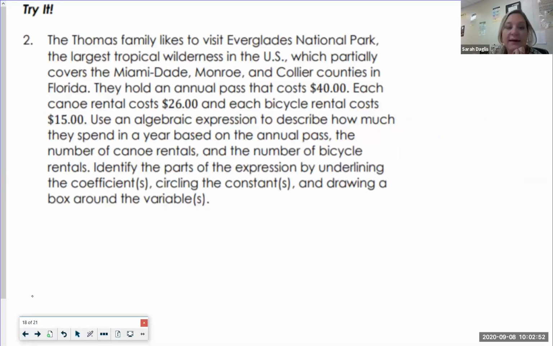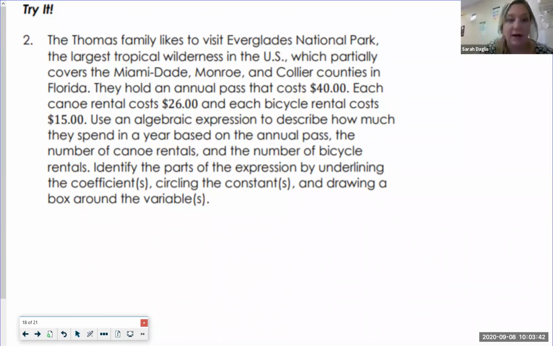Okay, so we're going to try one. The Thomas family likes to visit Everglades National Park, the largest tropical wilderness in the U.S., which partially covers the Miami-Dade, Monroe, and Collier counties in Florida. They hold an annual pass that costs $40. Each canoe rental costs $26, and each bicycle rental costs $15. Use an algebraic expression to describe how much they spend in a year based on the annual pass, the number of canoe rentals, and the number of bicycle rentals. Identify the parts of the expression by underlining the coefficients, circling the constants, and drawing a box around the variables.